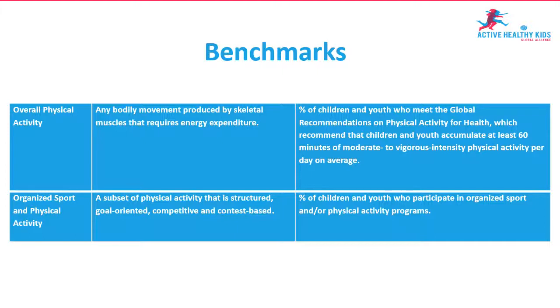I won't go through all the benchmarks, but on this slide we provide an example of 2. So for each of the 10 indicators presented on the previous slide, there's a definition provided. So, for example, overall physical activity. Physical activity is defined as any bodily movement produced by skeletal muscles that requires energy expenditure. And the same is there for organized sport. And then the benchmark against which the grades are provided is the percent of children and youth who meet the global recommendations on physical activity for health, which recommend that children and youth accumulate at least 60 minutes of moderate to vigorous physical activity per day on average.